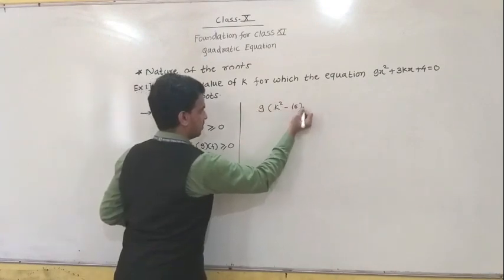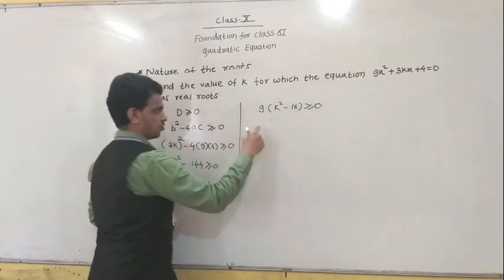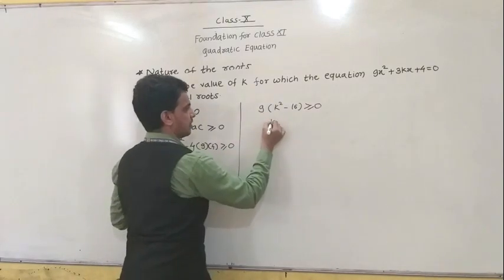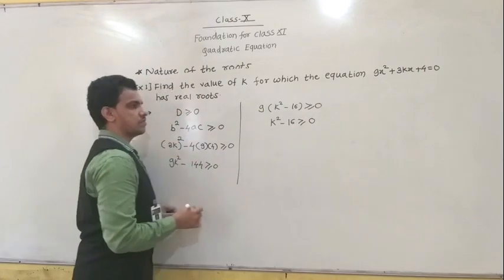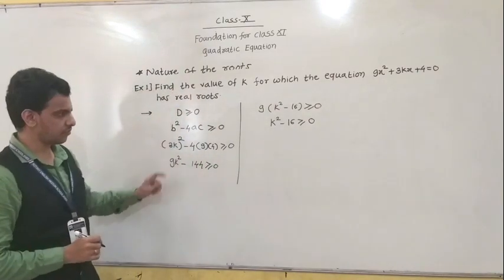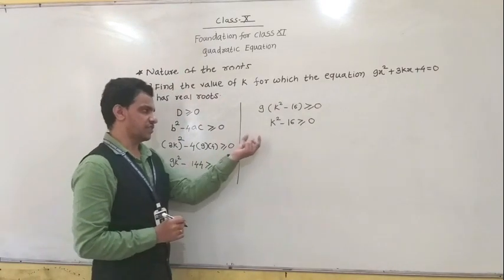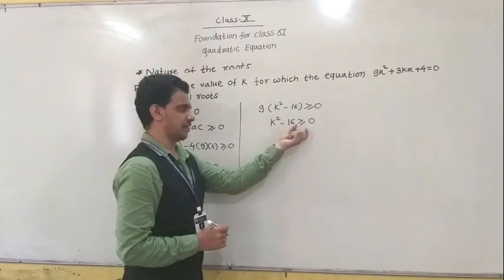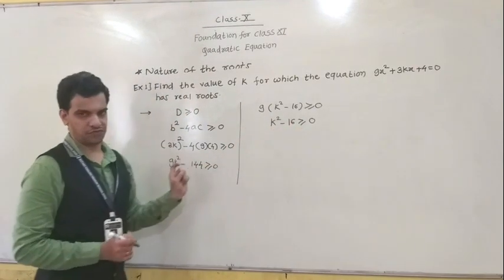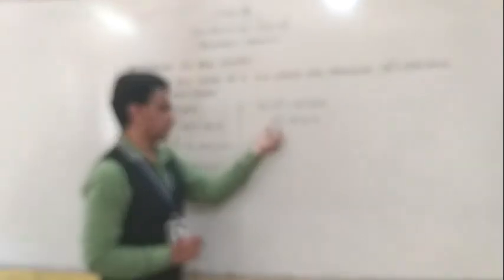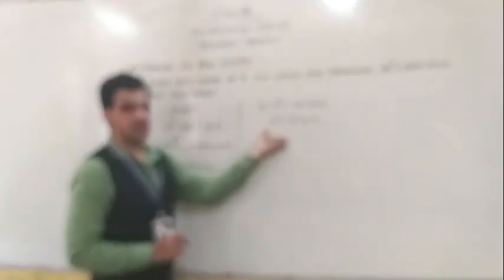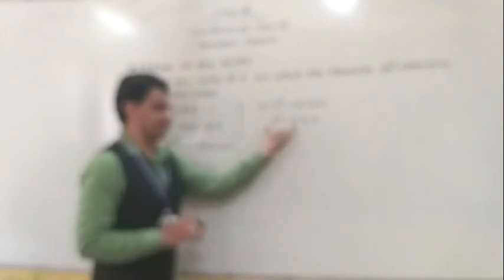If we take 9 common, k square minus 16 greater than or equal to 0. So if we divide by 9, k square minus 16 greater than or equal to 0. Okay. Now here, if k square minus 16 is greater than or equal to 0, then how do we find the value of k? We have to find the value of k which satisfies this inequality.